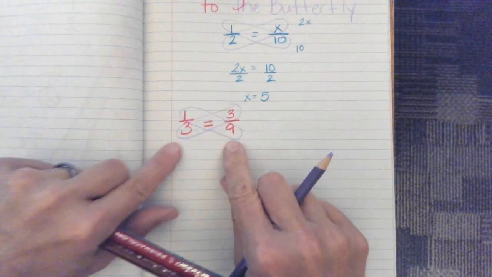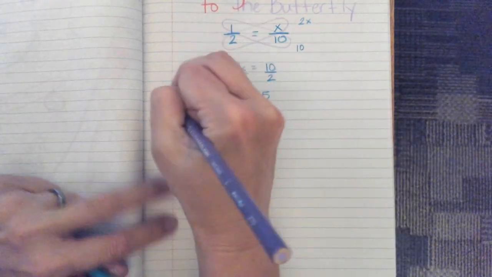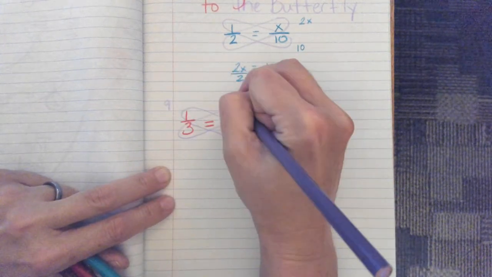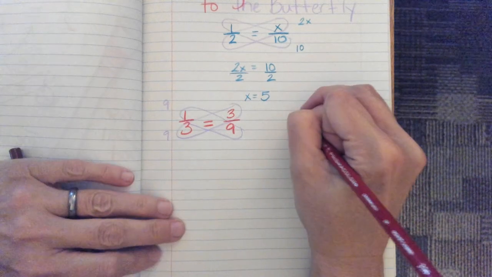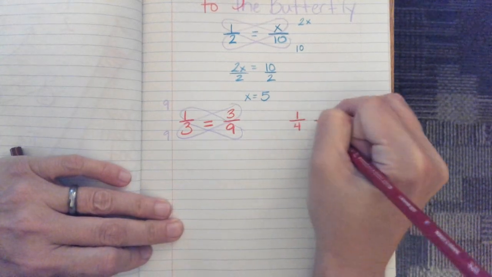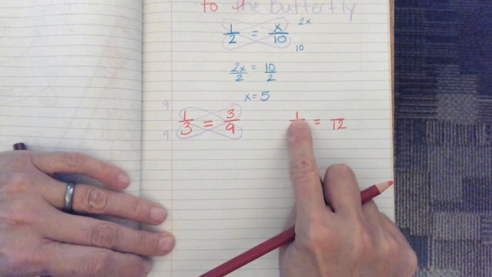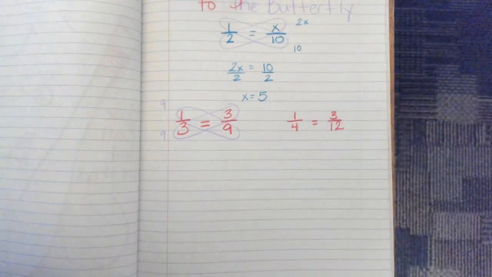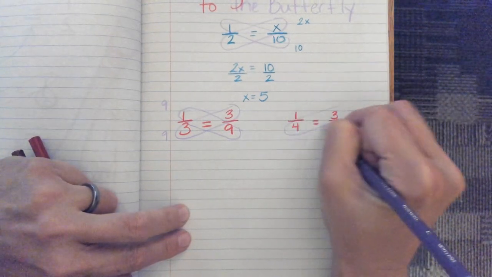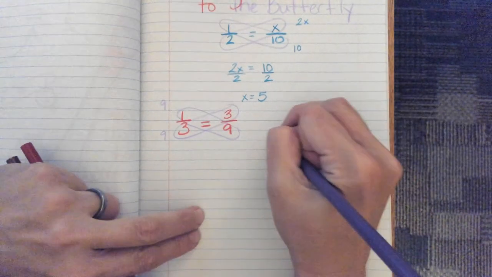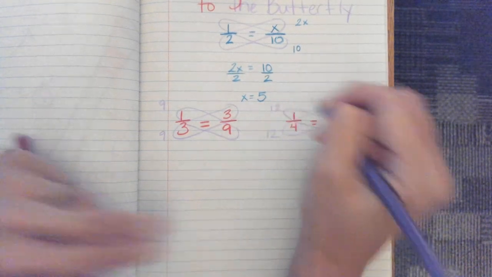Okay, so you agreed with me that 1/3 equals 3/9. Well, 9 times 1 is 9, and 3 times 3 is 9. I bet you agree that 1/4 equals, well, if I have 12 over here, 4 times 3 is 12, 1 times 3 is 3. Well, 4 times 3, 12, 12 times 1, 12.